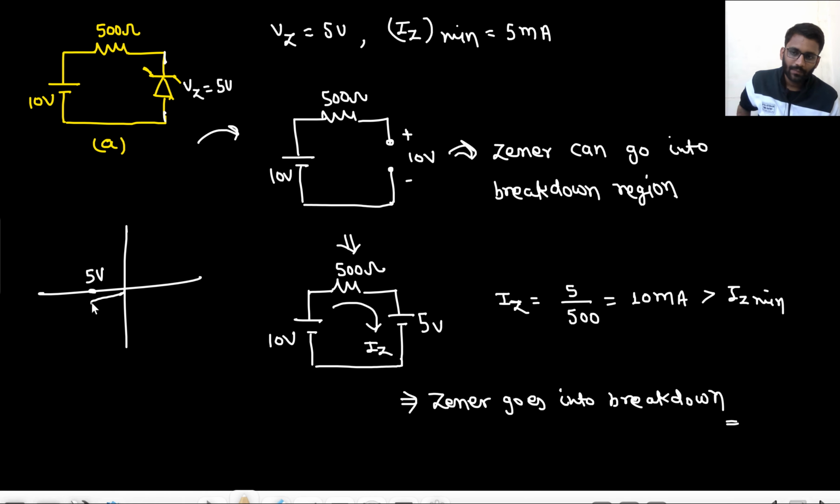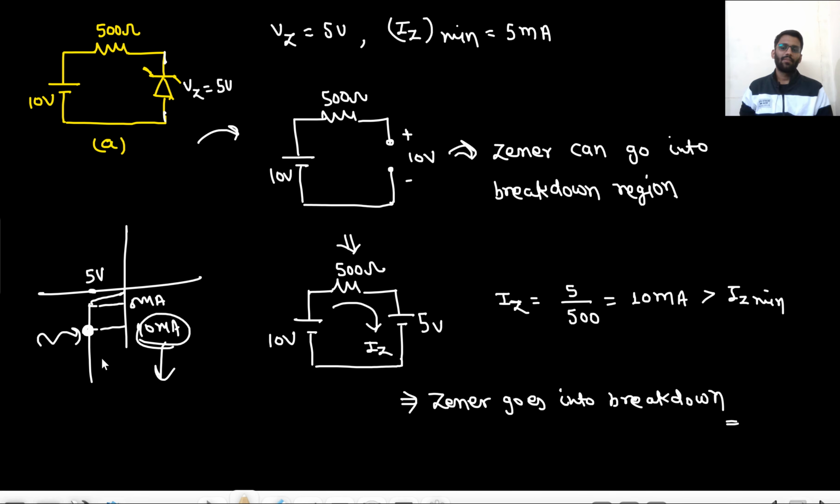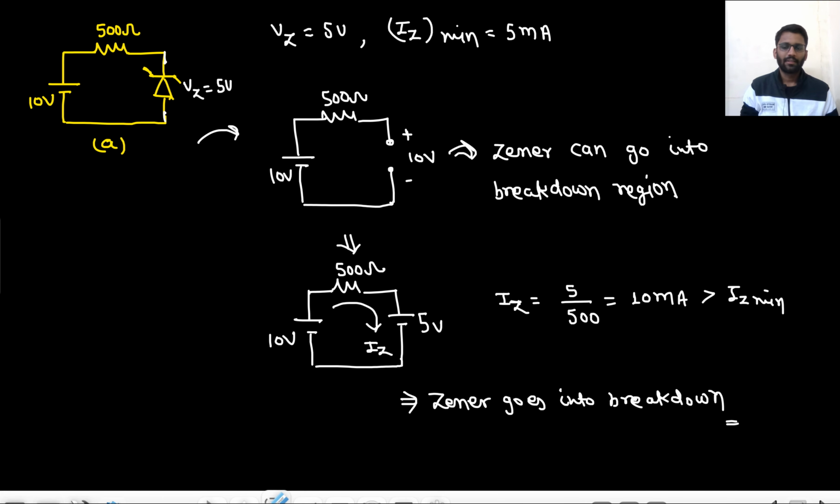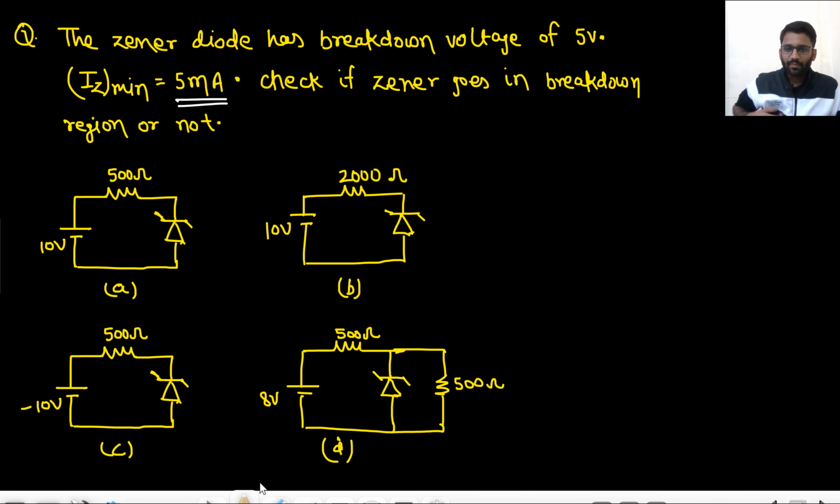Okay, so now it can have any amount of current, right? It can have this 5 milliampere current, that is minimum. It can have this 10 milliampere current as well. So this is the current it is having. Okay, and this is the operating point of the Zener diode, 5 volt and 10 milliampere. Got my point? So this is happening in the circuit. Okay, let's move on to part B.